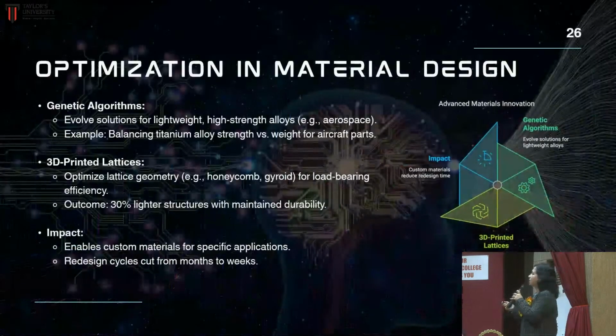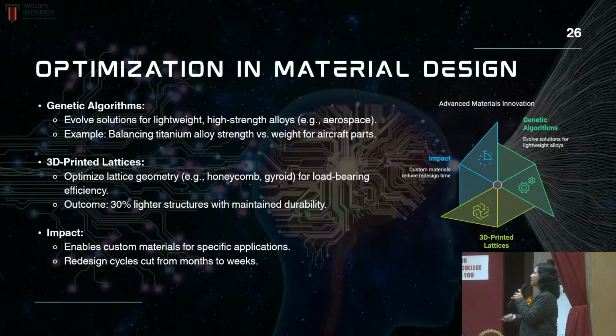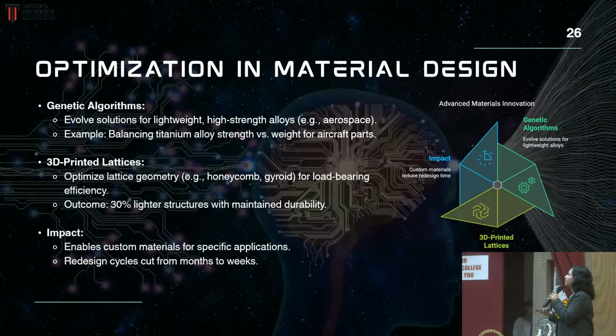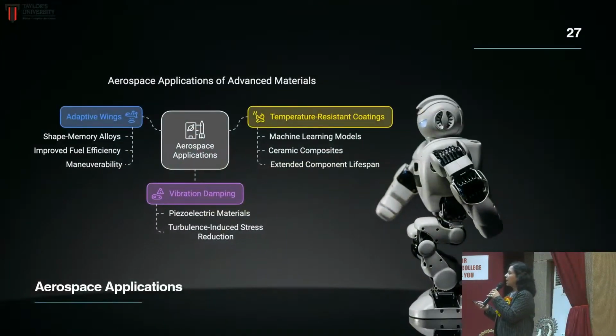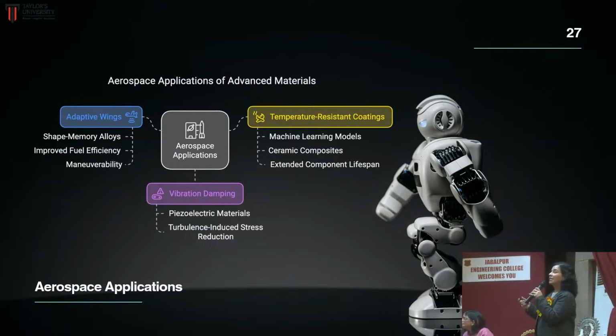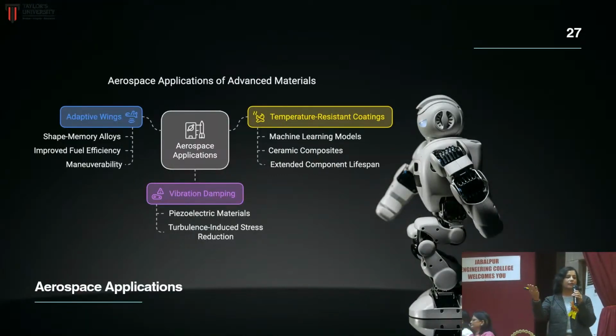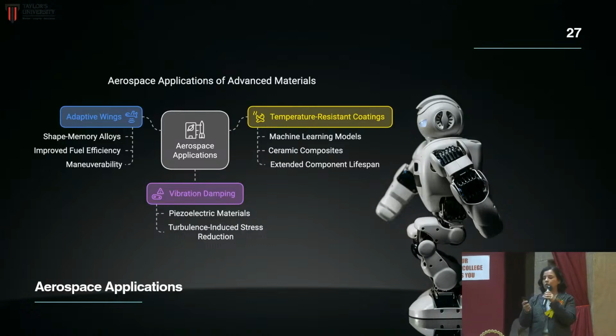Now, optimization and material design. Again, we can optimize the material designs for specific applications. If we want to go for any kind of specific applications, we can apply artificial intelligence, machine learning, statistical techniques, mathematical modeling for enhancing all these. Now, aerospace application of advanced materials. Again, adaptive wings, aerospace applications are used for vibration damping, temperature resistant coating. Again, we have to conduct our study through data sets and simulations.